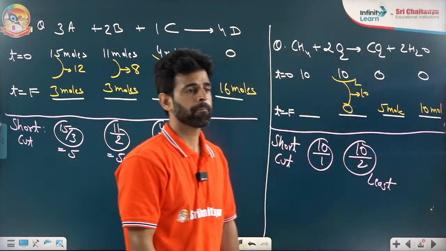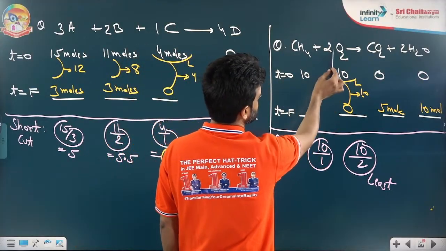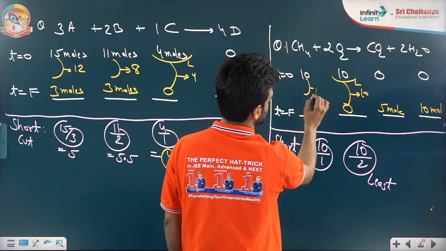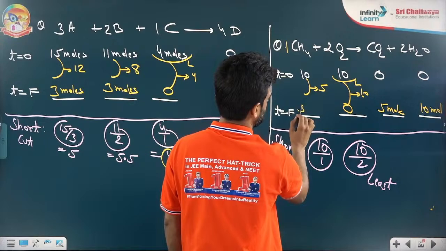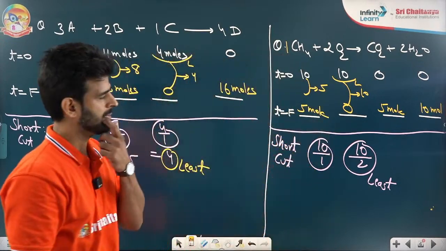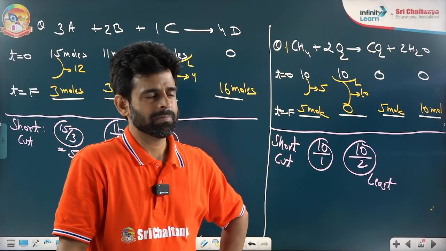Are you clear? Now we can see, beta. 2 needs how much? 1. 2 consume 1. 10 consume how much? 5. So how much remaining? 5 moles excess remaining. Here 5 moles excess remaining. Okay. Yes, Monica, Yamini gave the right answer.